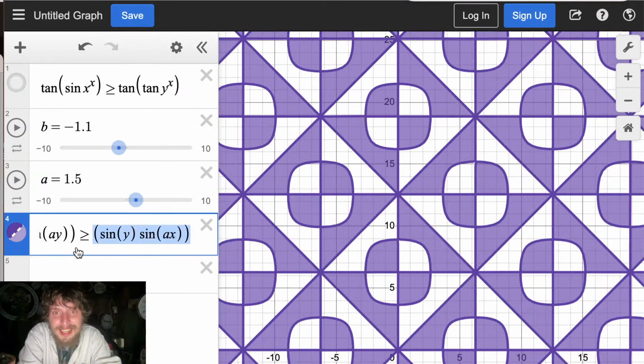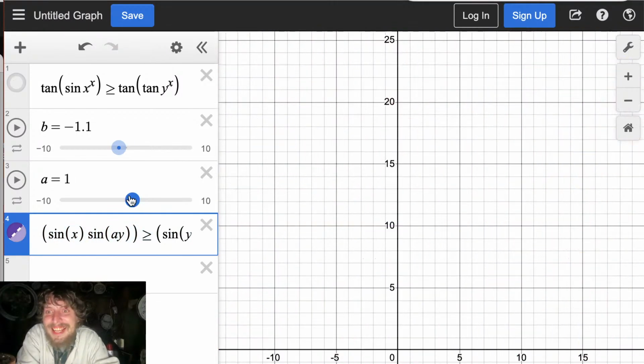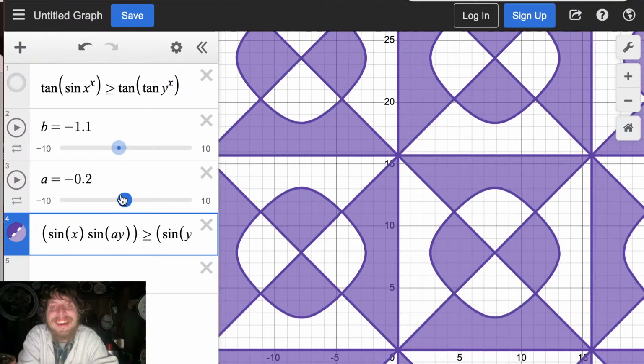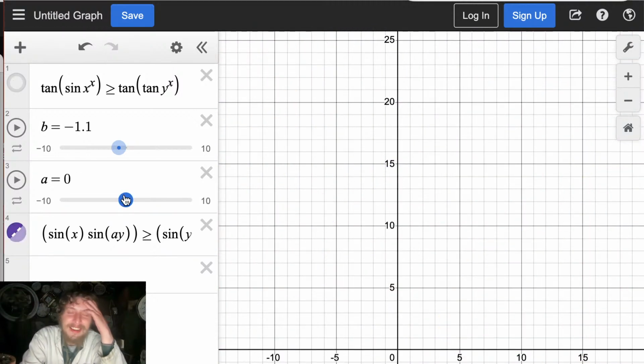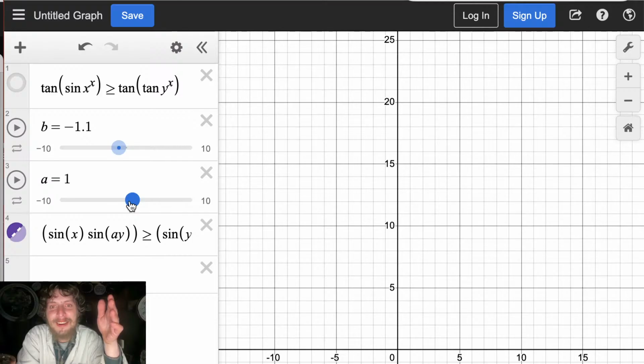So yeah, it's that times the flip. Now this is when a is 1.5. But look at all these different states in the same graph. So here, oh my god, there's a whole realm between a missing 0 and a missing 1.